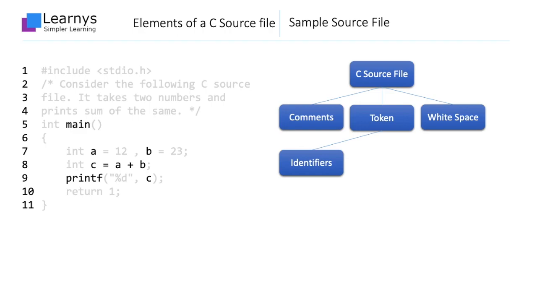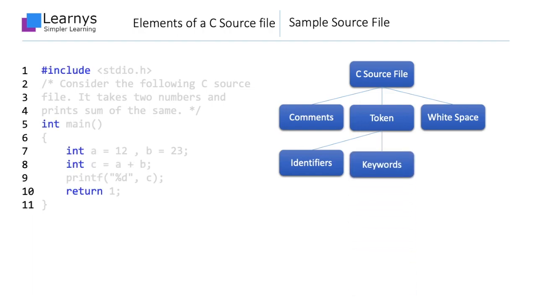The next element we have is keywords. These are predefined words which perform a specific task and cannot be used as identifiers. In the given source file, hash include, int, and return all are keywords.